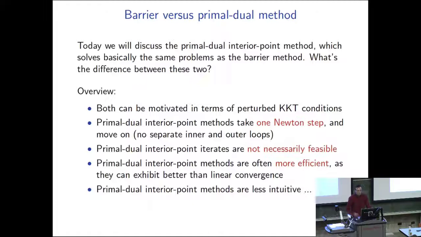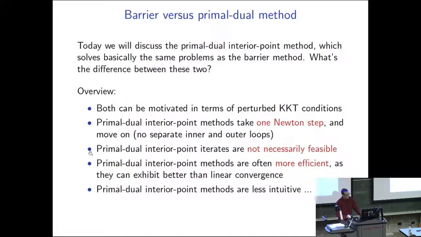So let's start off with a high-level difference. What's the difference between the barrier method and the primal dual method? Both, it turns out, can be motivated from the perturbed KKT conditions. So we're going to step through that in detail just now. A really big difference between the two is that the primal dual method takes only one Newton step per value of t. So unlike the barrier method, which runs Newton until convergence, the primal dual method takes one Newton step and then updates t. That means that there is no distinction in the primal dual interior point method between outer and inner iterations. It just has one level of iteration.